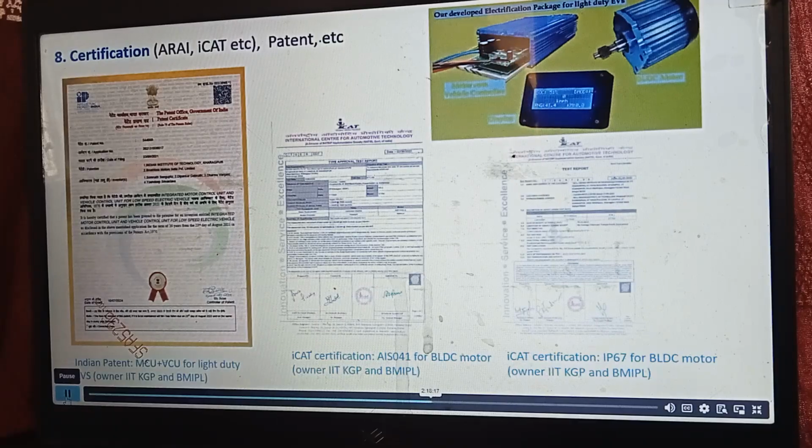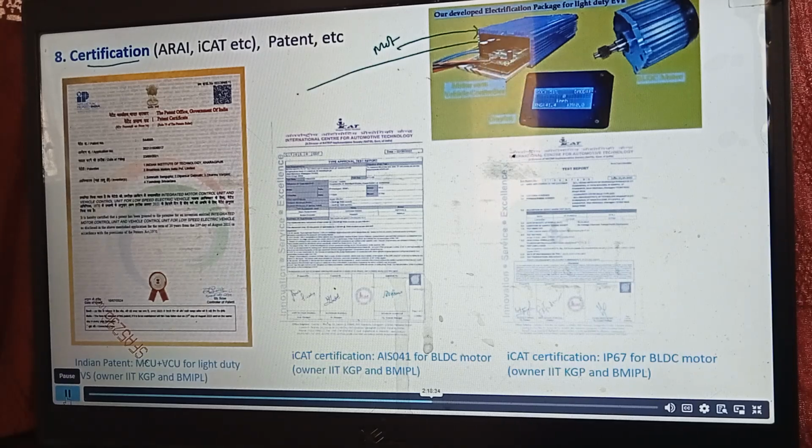And if you're happy, the next step is you go for certification. Just for an example, this is our motor controller. We called it motor cum vehicle controller. It was an advanced controller, so we already got an Indian patent for it. We already got the Indian patent granted now.